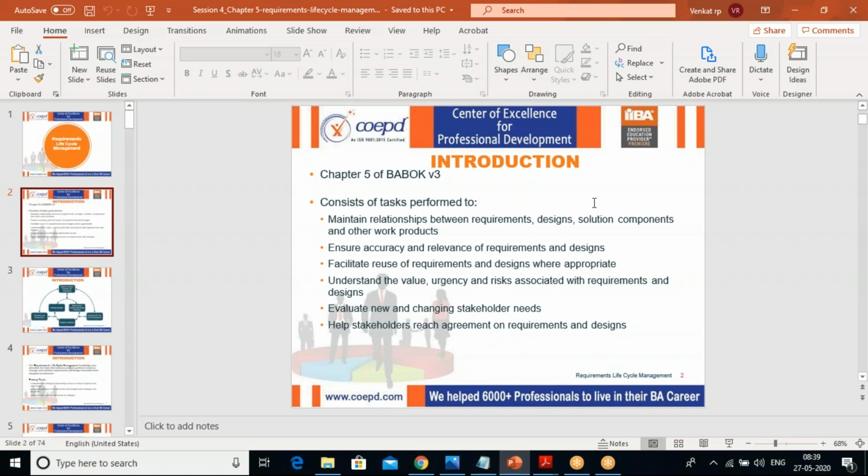Reusable means few items which you work on now, you can reuse in other projects or in other verticals, or in the same project in other contexts. So we will be identifying reusability here, so that it becomes easy for us. Then we will be understanding the value, urgency and risks involved with the requirements and designs. This is about prioritization. Here we can discuss prioritization and evaluate new and changing stakeholder needs.